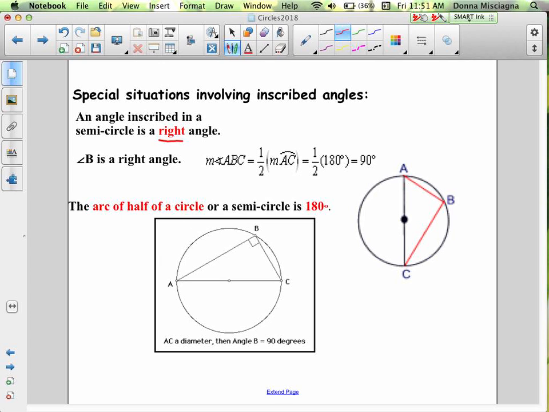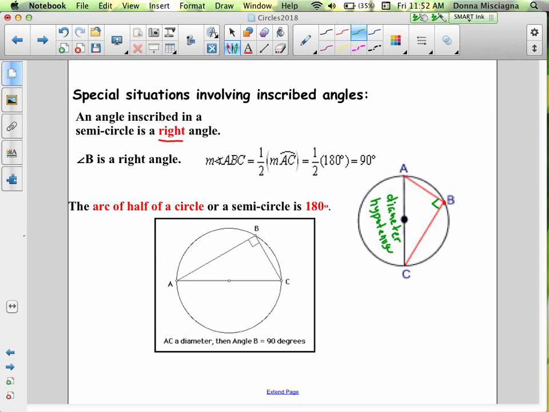So the measure of angle ABC is 1/2 the measure of arc AC. Right, we know that to be true because this is an inscribed angle. The vertex is on the circle. Notice that one side of this triangle is the diameter. Right, if the diameter is the side of a triangle, then it's the hypotenuse of a right triangle, and the angle opposite has to be a right angle.